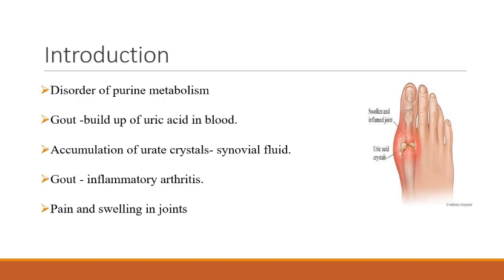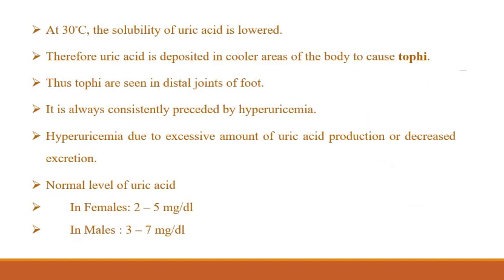Gout is characterized by severe attacks of pain, swelling, redness and tenderness in the joints, specifically at the base of the big toe. At 30 degrees Celsius, the solubility of uric acid is decreased. Therefore, tophi occur when uric acid is deposited in cooler areas of the body. Deposits of aggregated crystals are known as tophi. Thus, tophi are seen in distal joints of the foot.